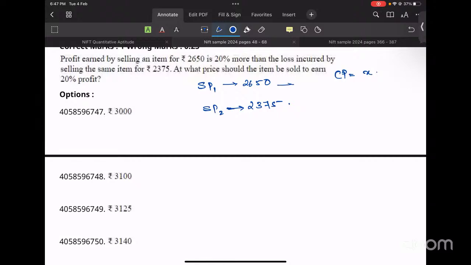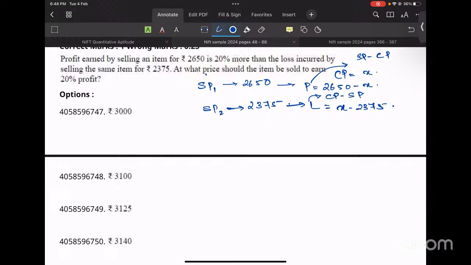So from the selling price 1, we are getting a profit: 2650 minus X. This is a profit. Here we are getting a loss. Profit equals selling price minus cost price, and loss equals cost price minus selling price. So that is X minus 2375. Okay, so we got both the values.